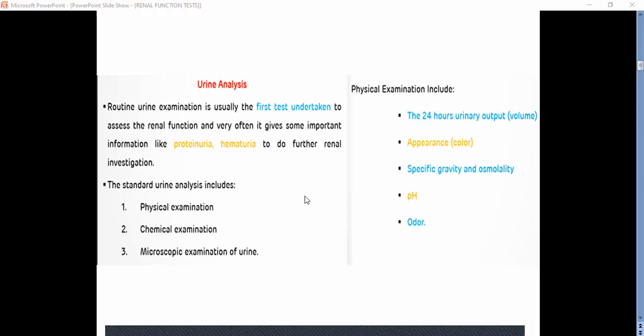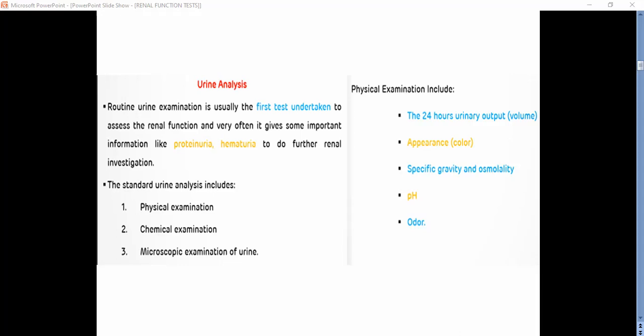The standard urine analysis includes physical examination, that is, the appearance of the urine; chemical examination, that is, what components are present in the urine; and third, microscopic examination of urine, that is, what biological organisms, whether bacteria, protozoa, or fungus, are present in the urine, analyzed at the microscopic examination of urine.